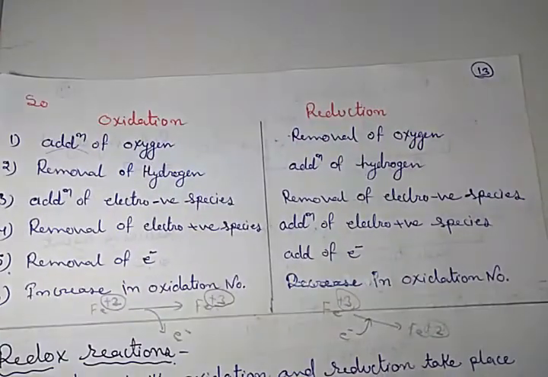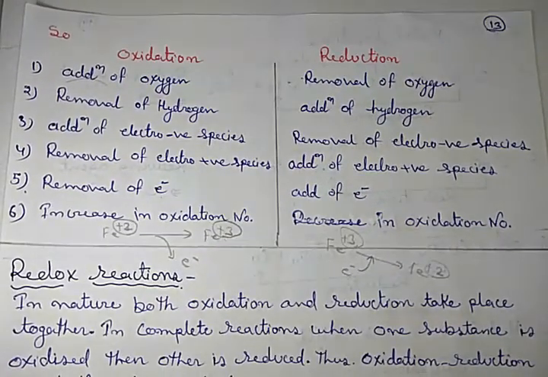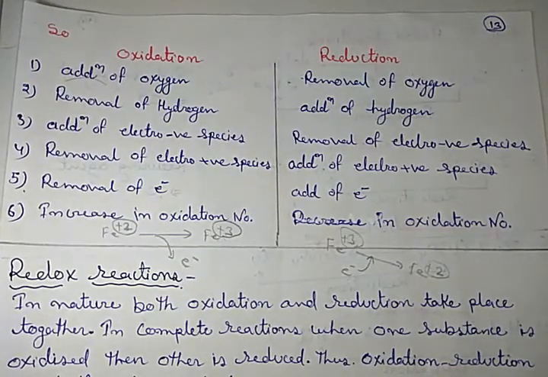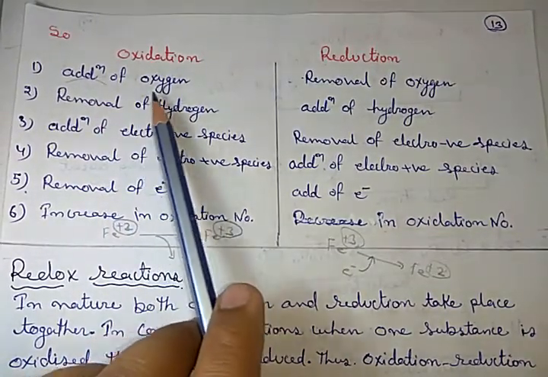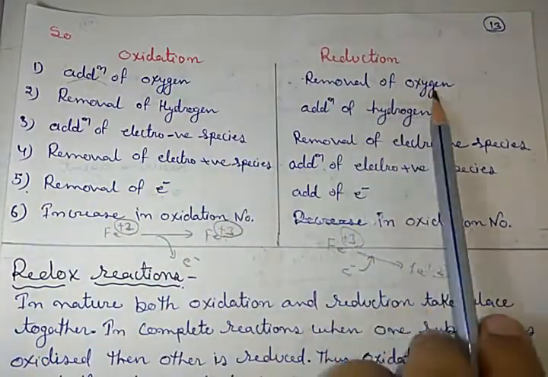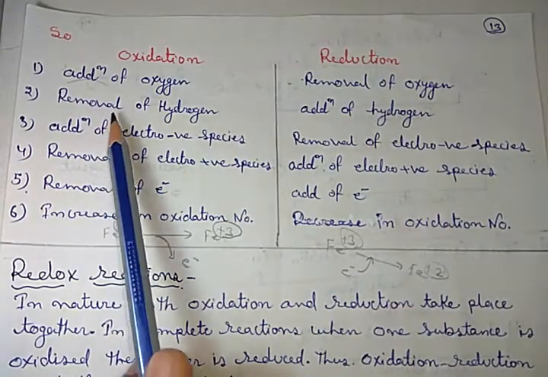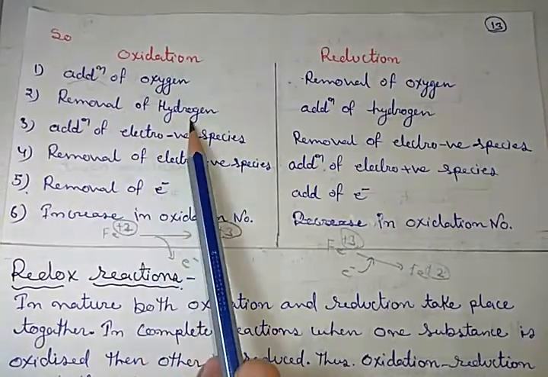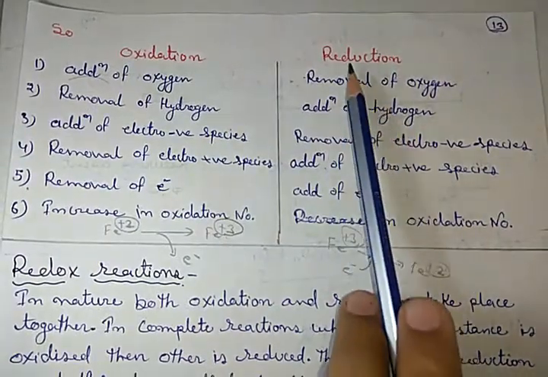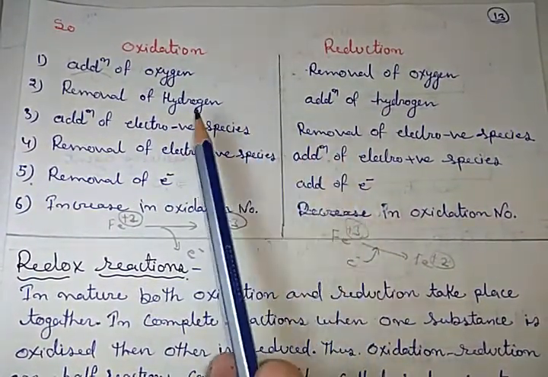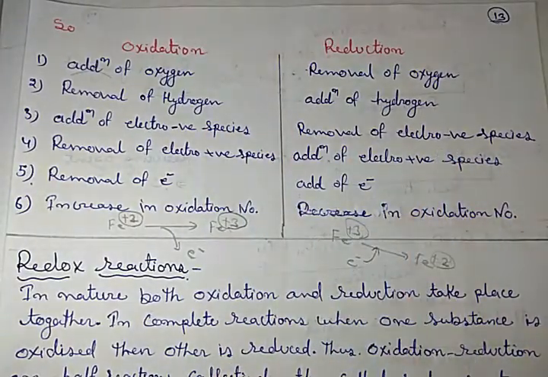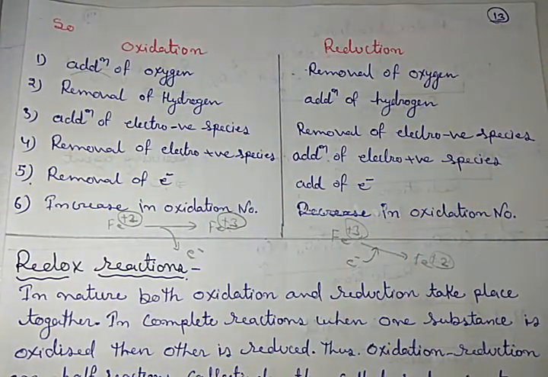Okay, so these are five concepts of oxidation and reduction. Now if we summarize all of these, then we can say that addition of oxygen is oxidation, removal of oxygen, reduction. The removal of hydrogen, oxidation; addition of hydrogen, reduction. Addition of electronegative species is oxidation, removal of electronegative species is reduction.